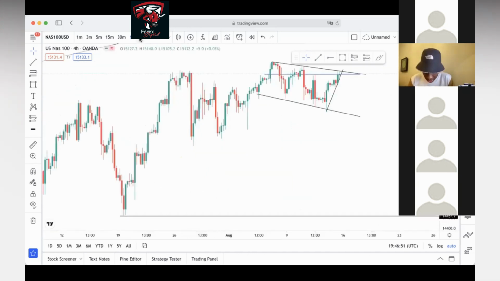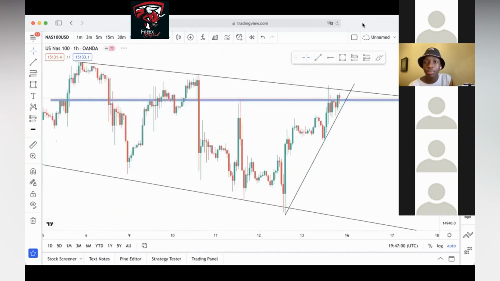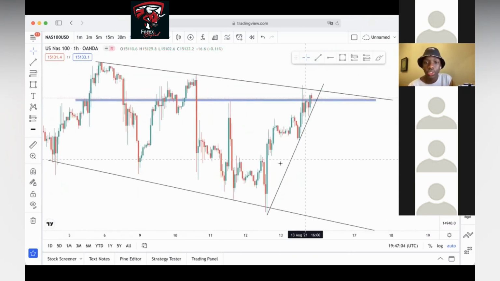That's something I've been insisting, something I've been preaching since the start of the session. You need to look at the bigger time frame. Look at the momentum on the bigger time frame to avoid being caught on the wrong side of the market or entering trades too soon.